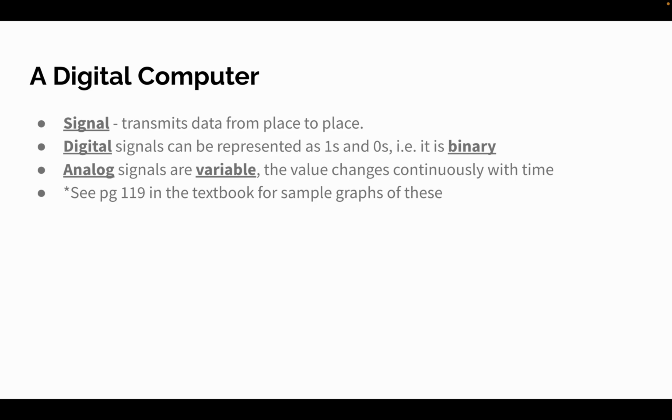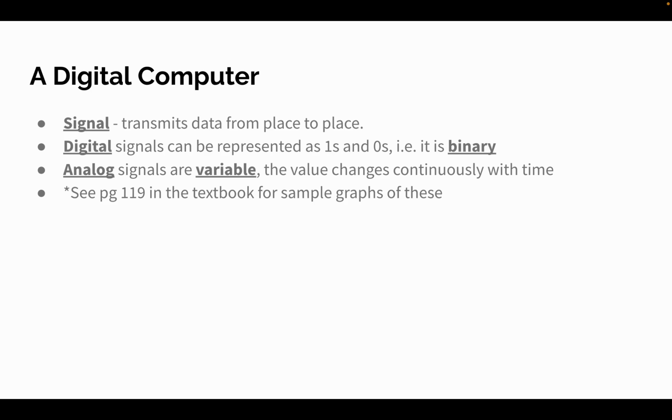So we have the concept of a digital computer. Signals transmit data from place to place. You know how a signal works. It can travel through a wire, it can carry audio information, or it can travel wirelessly like Wi-Fi or Bluetooth. We have two types of signals. We have a digital signal, which is your ones and zeros, so your binary. We would have gone over binary already.